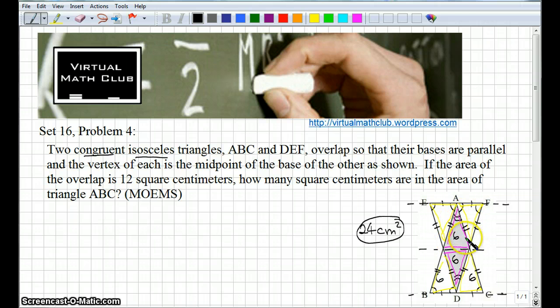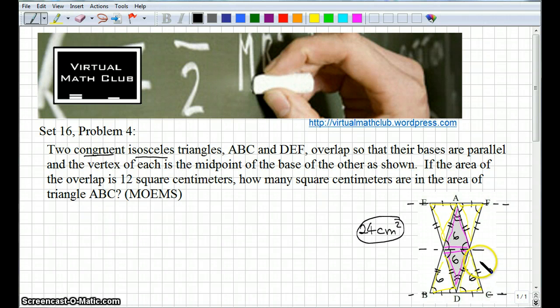So, let's see. I think we can probably show, if this is a parallel line across here, that this angle has to be the same as this angle, and this angle has to be the same as this angle, and what else? I think we showed this one as already equal. So this angle and this angle have to be the same, and this angle and this angle have to be the same. So we've got equal angles, equal sides.